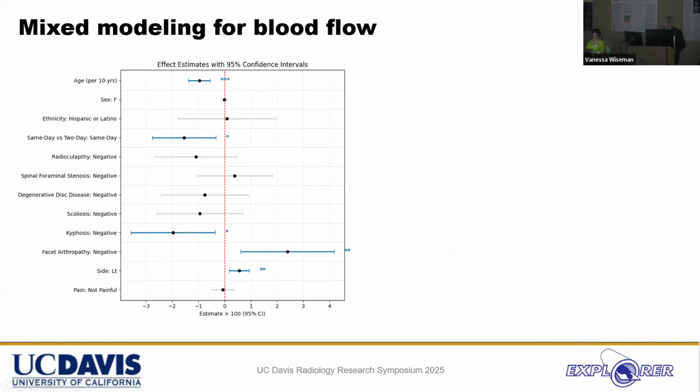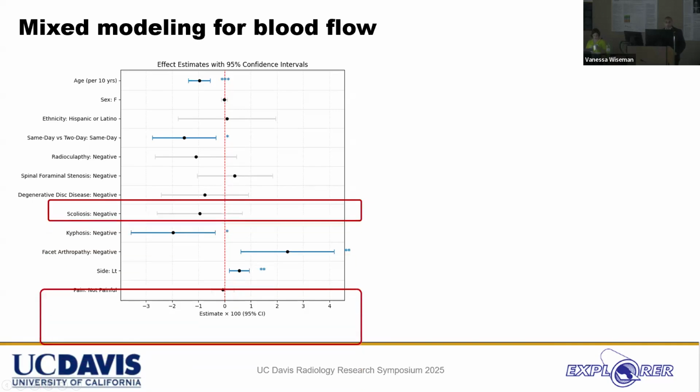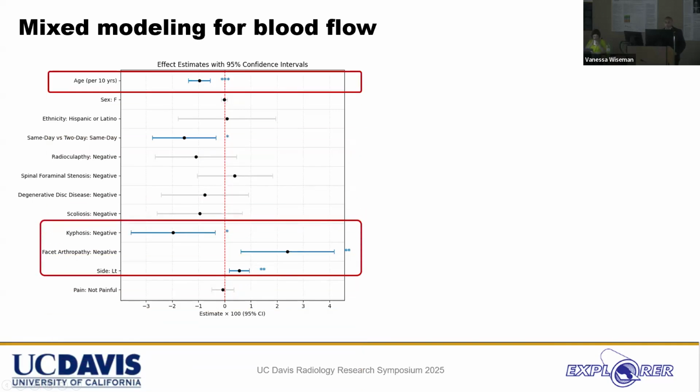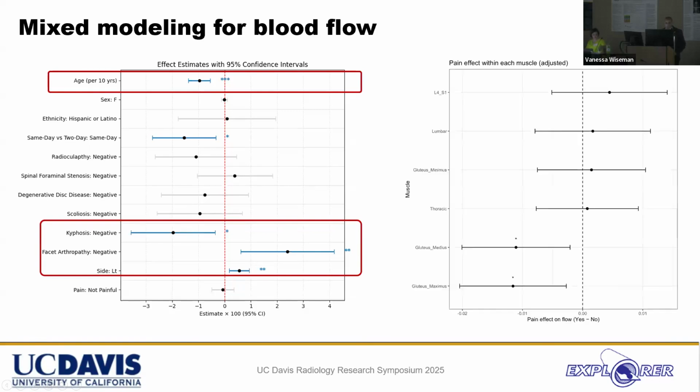These findings suggested that we may need a more complex model that can capture the nesting nature of this data. On mixed modeling, we found that patient-level characteristics such as age, the presence of kyphosis, and facet arthropathy were independently and significantly predictive of muscle blood flow. However, pain itself was not a predictor, but this is not the end of the story.